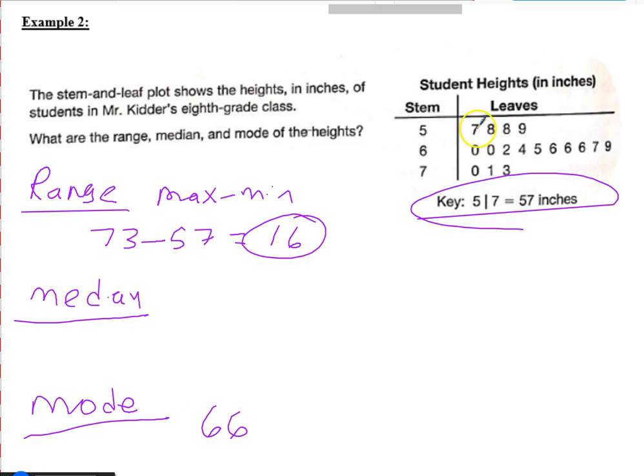Now, to find our median, I start at the beginning and the end and cross out. So 57 and 73, 58 and 71, 58 and 70, 59 and 69, 60, 67, 60, 66, 62, 66, 64, 66. So the number that ends up being in the middle ends up being 65.